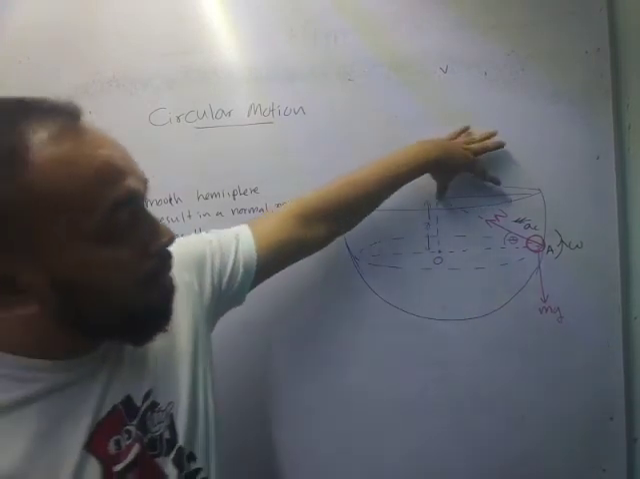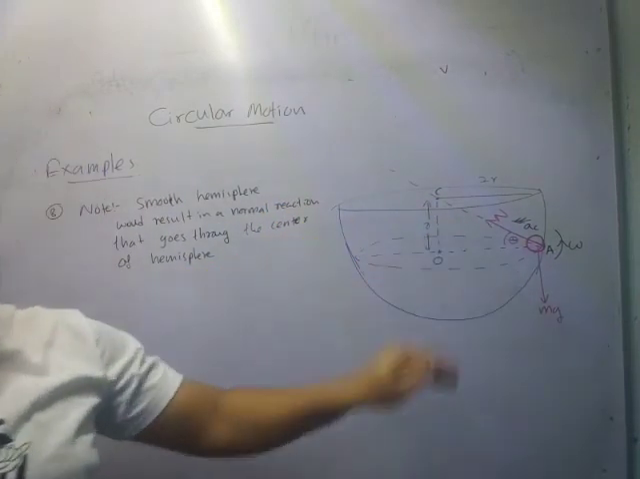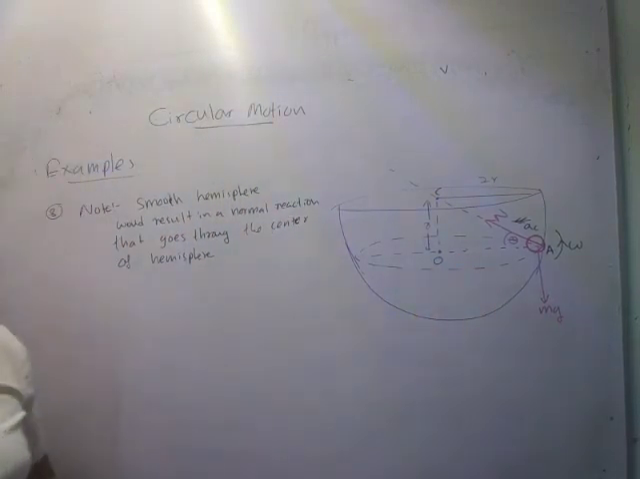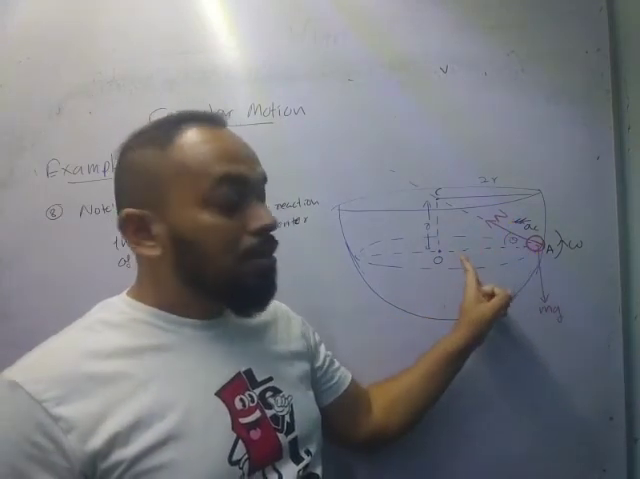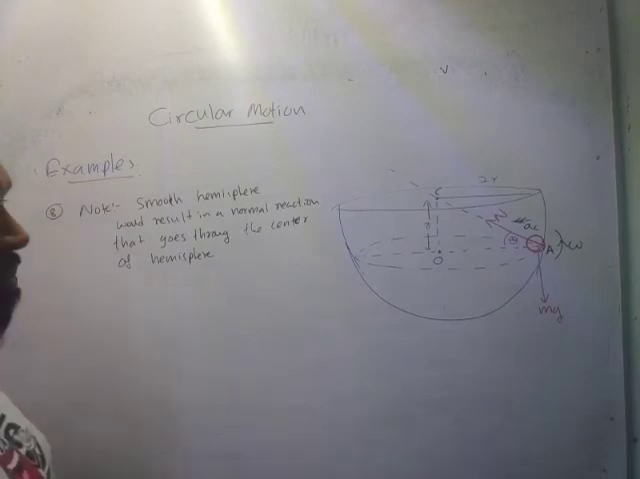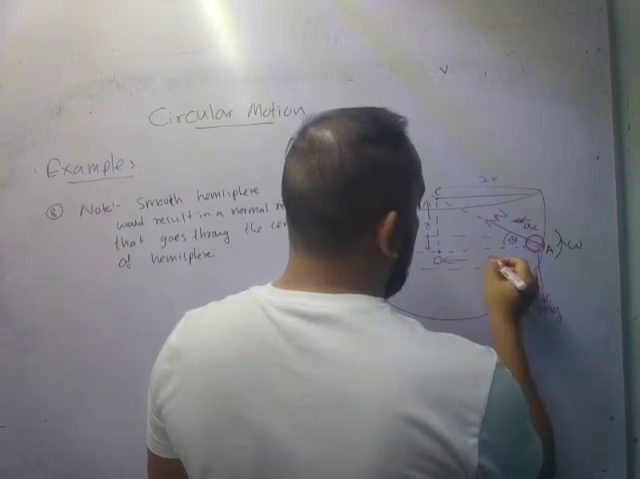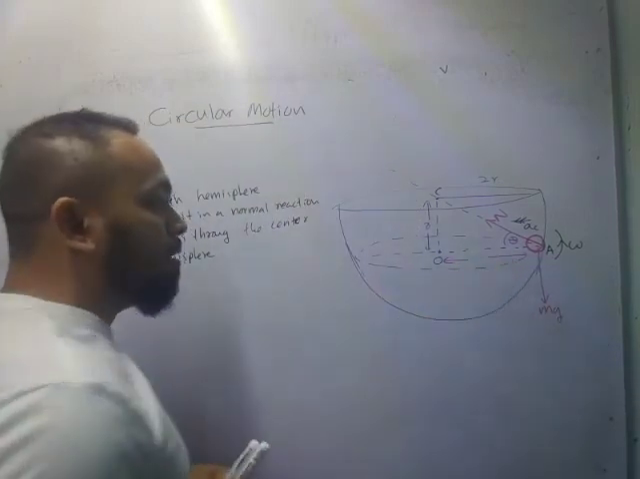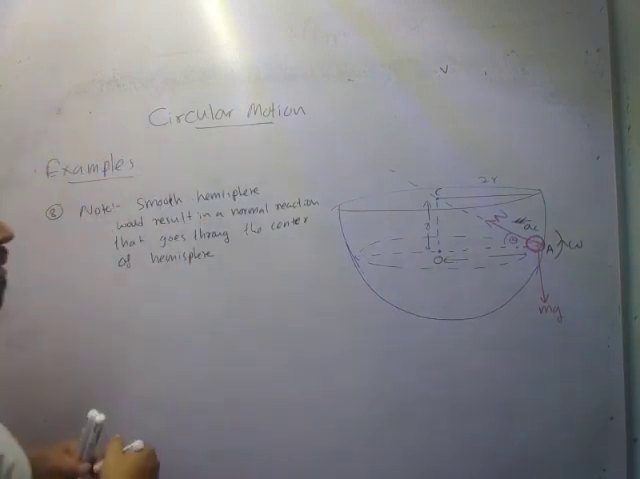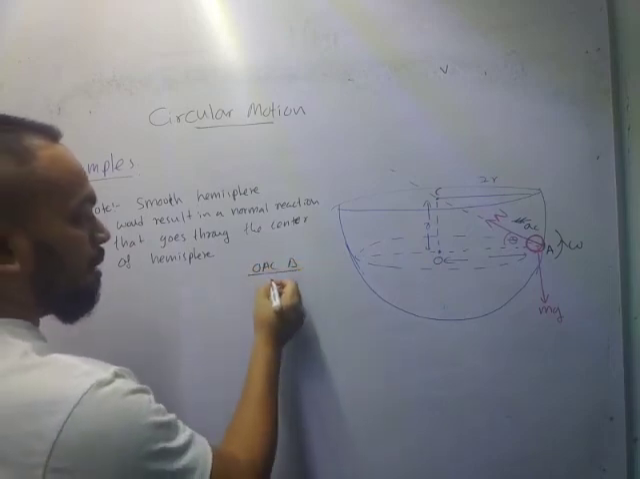The radius of this hemisphere is 2r, and the circular motion takes place at r below the center. So we need an angle, because we need the component of N to get the equation of circular motion. We need to know what this length here is, because that is the radius. We can find it using geometry, so let's consider triangle OAC.